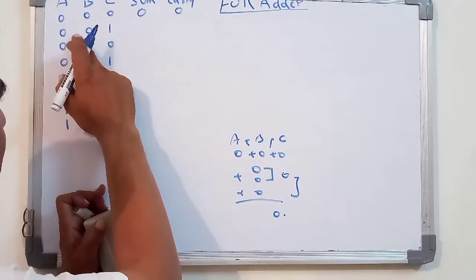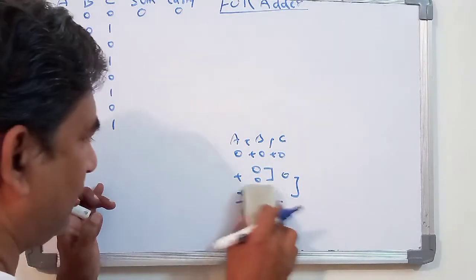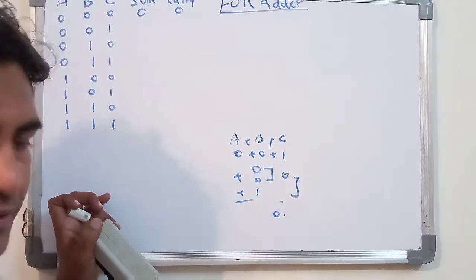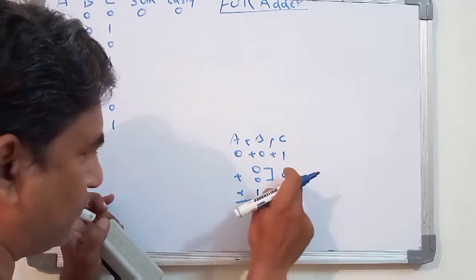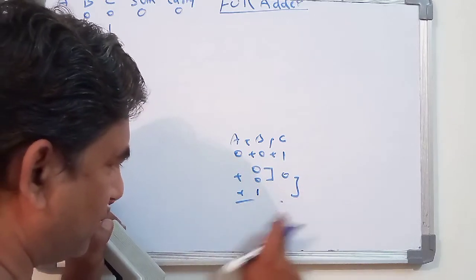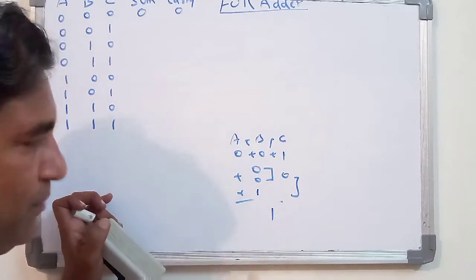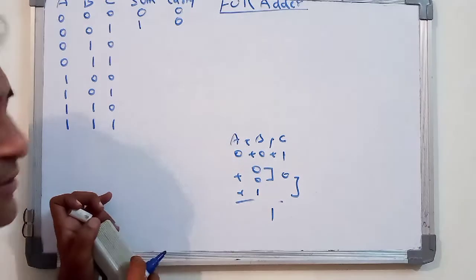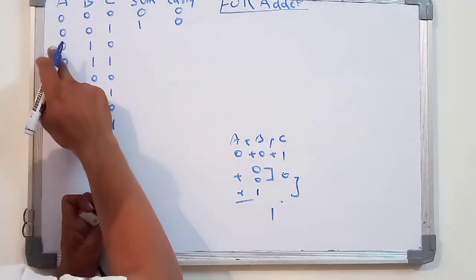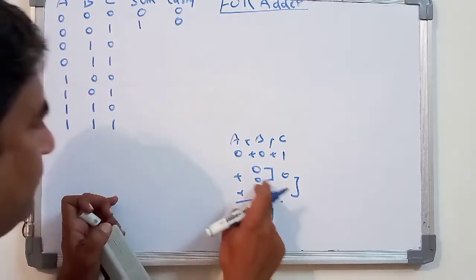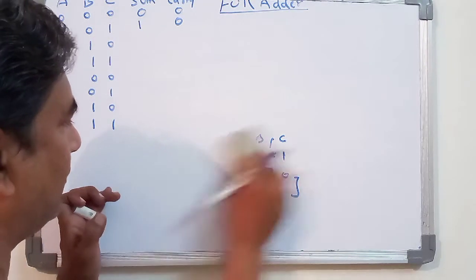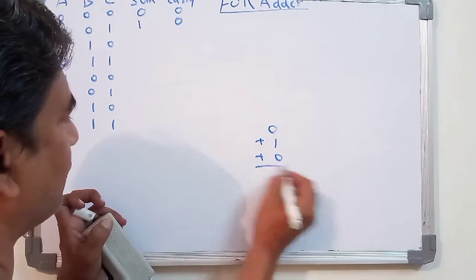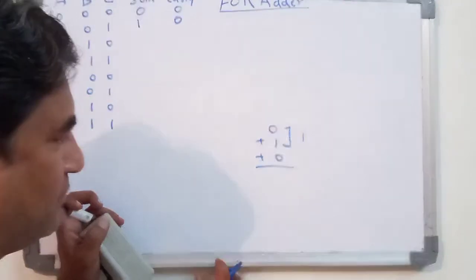Then 0 plus 0 plus 1. So 0 plus 0 is 0, and 0 plus 1 is 1. So you write here 1, meaning only the sum is obtained and the carry is not generated, since the carry is 0. Then 0 plus 1 plus 0. So 0 plus 1 is 1.